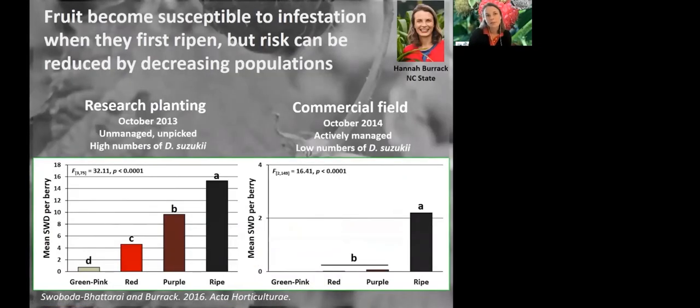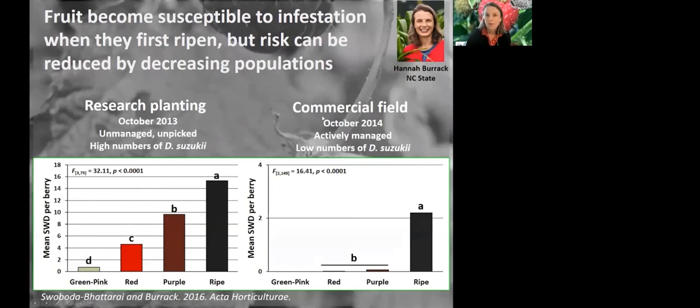We also know that fruit becomes susceptible to infestation when they first ripen, but the risk to underripe fruit can be decreased by decreasing populations. This is work that was done by a graduate student in my lab, Katie Swoboda-Badarai, where she looked at exposing fruit of different ripeness stages on the plant to ambient populations of flies. And what she observed was that when we had high populations in an unmanaged, unpicked research planting, infestation began as soon as that fruit started to change color, when it was green-pink. It was highest in perfectly ripe fruit, but that infestation potential occurred as soon as the fruit started to change color.